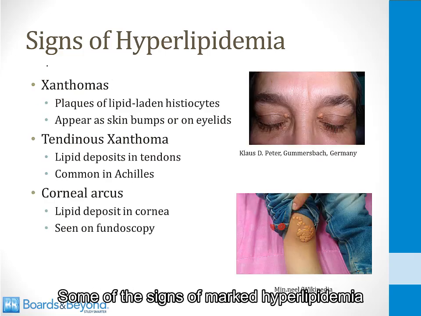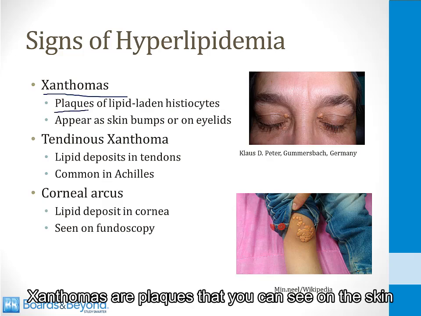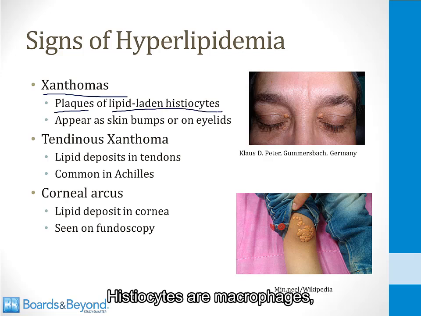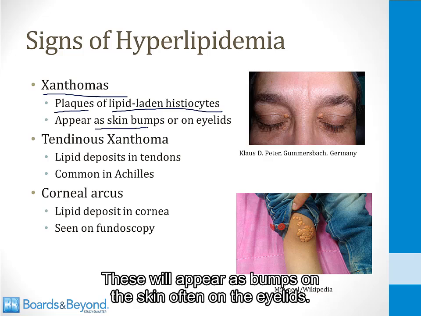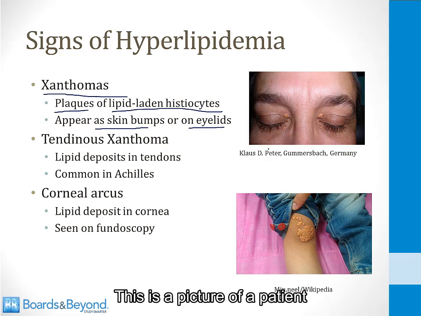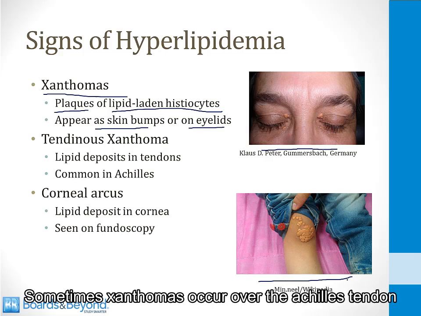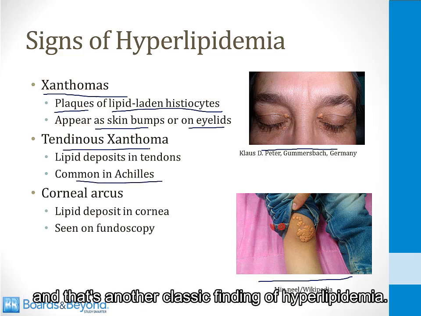Some of the signs of marked hyperlipidemia include xanthomas. Xanthomas are plaques that you can see on the skin, and they're made up of lipid-laden histiocytes. Histiocytes are macrophages, and they fill up with lipids and form xanthomas. These will appear as bumps on the skin, often on the eyelids. This is a picture of a patient who has xanthomas on the eyelids, and this is the picture of a child who has a xanthoma on the forearm. Sometimes xanthomas occur over the Achilles tendon in the leg. These are called tendinous xanthomas, and that's another classic finding of hyperlipidemia.